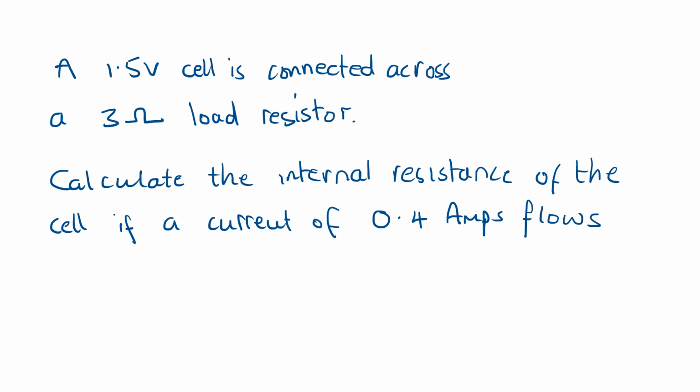First question, a 1.5 volt cell is connected across a 3 ohm load resistor. Calculate the internal resistance of the cell if a current of 0.4 amps flows. I would suggest drawing the circuit diagram to include the internal resistor and the load resistance as well, and mark on the EMF of the cell and the current.